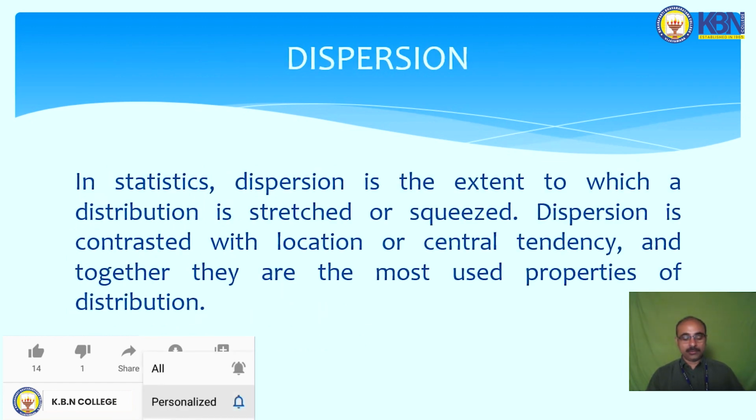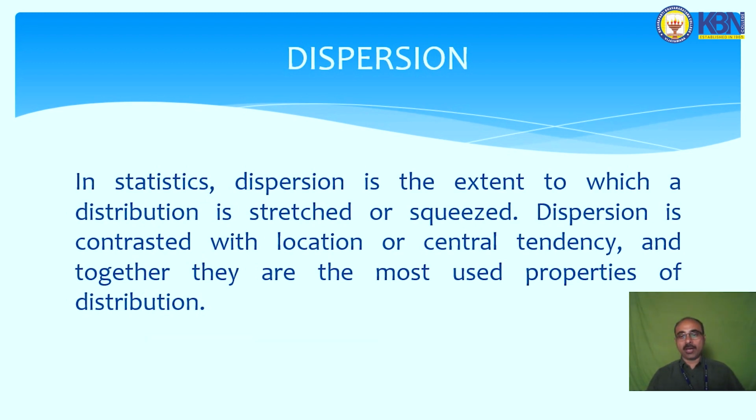Next, coming to the second topic, dispersion. Dispersion is the extent to which a distribution is stretched or squeezed. That means if data goes on in a parallel way and suddenly deviates at a particular place, that place is called dispersion. In short form, it is nothing but a deviation. That means from one location, at a place where it shifts to another location, it is termed as dispersion.